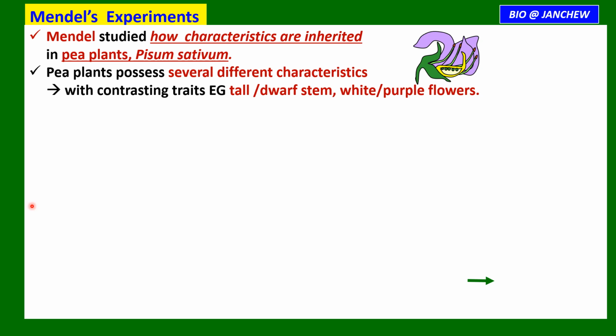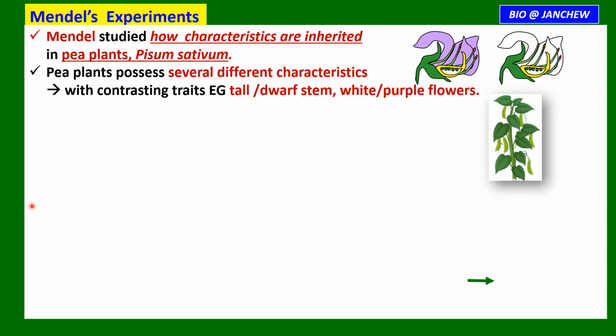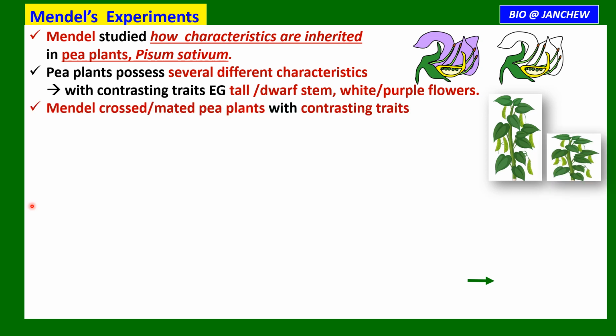So this is the purple flower of the pea plant, and this one is the white flower. So some pea plants are tall and some pea plants are dwarf. Now Mendel crossed or mated pea plants with contrasting traits. For example, the tall pea plant was crossed with the dwarf pea plant. And then he counted the number of offsprings with the different traits.